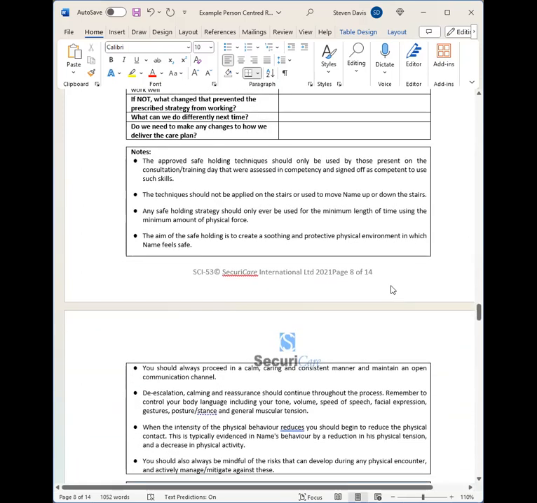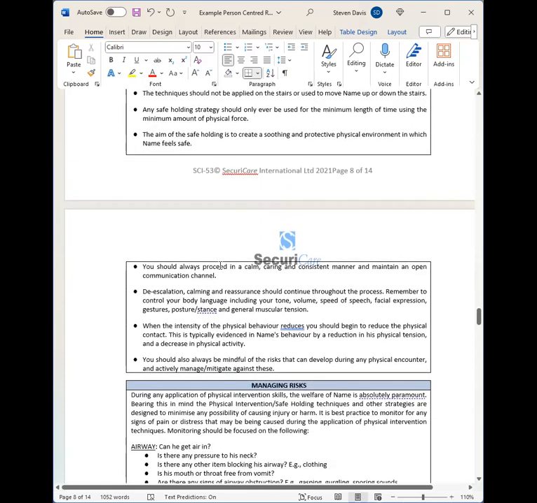On here, you'll see there are a few notes for you to read, about making sure that if you do a hold, it is the approved technique that you are using, and that the staff who are going to do that hold are trained to do it. What I tend to do is show family members those holds, because once you've shown them, they go, oh, it's really not as bad as I thought it was. The technique should not be applied on stairs. So again, just some bits and pieces about managing those techniques.